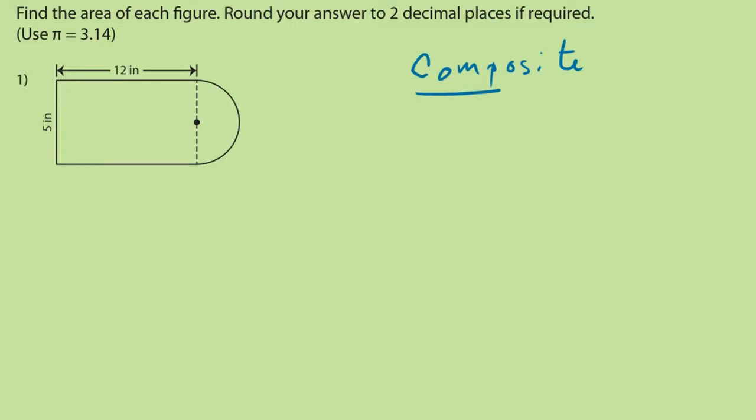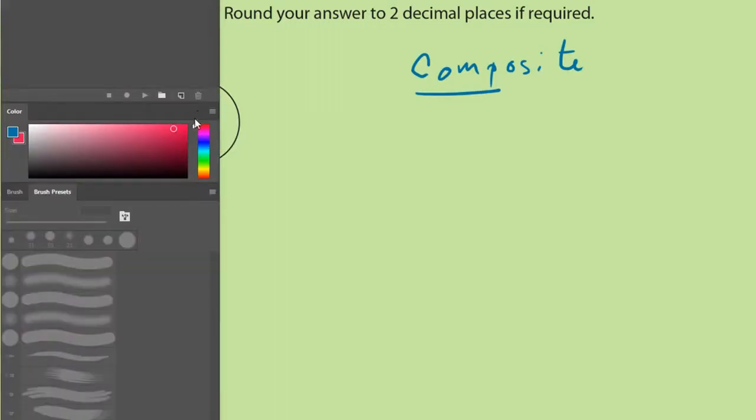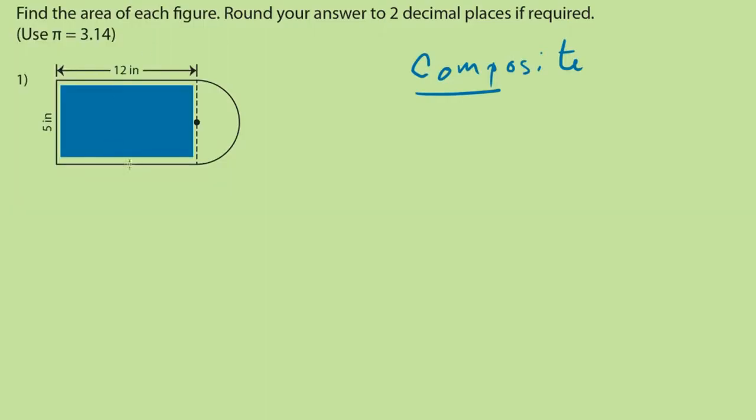So this is our first shape that we're going to look at. You can see that there's kind of two things going on here. We've got this rectangular shape right over here. So this part is the rectangular portion of it. And then the other portion here is the semicircle that I'm going to scribble in red. So we've got two things going on here. We've got this blue rectangle and we've got this red semicircle.